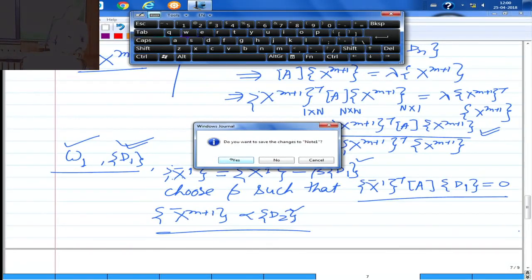How many lectures after the next class? Pardon? How many lectures? I think now we are left with 2 lectures. So I am thinking of doing 1 lecture on convergence and error analysis, and maybe 1 lecture on nonlinear problems, initial stress, initial strain. So that is my plan.